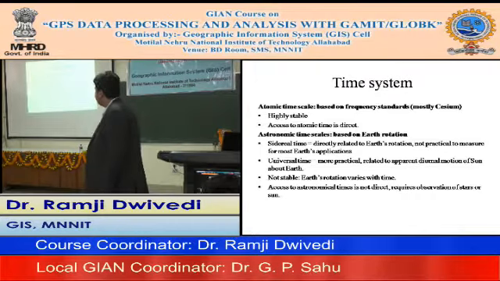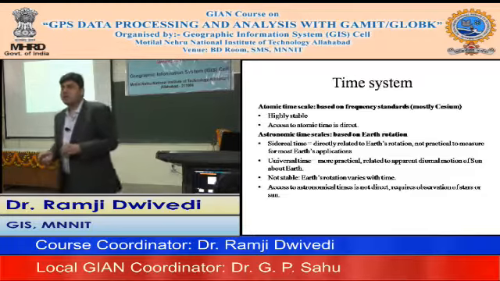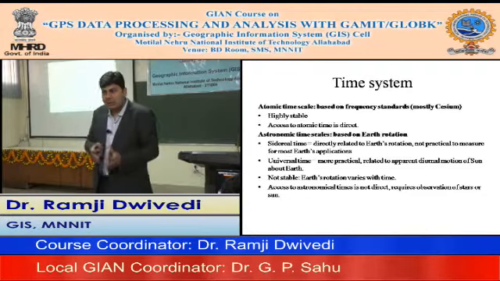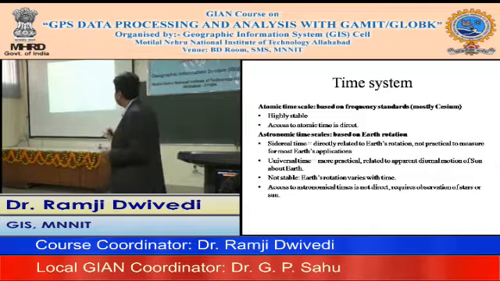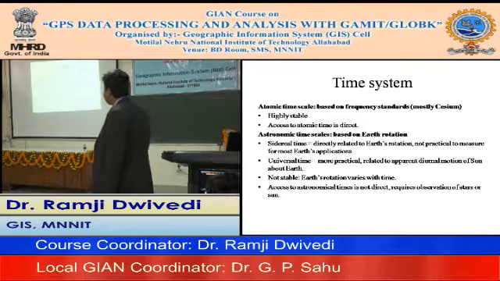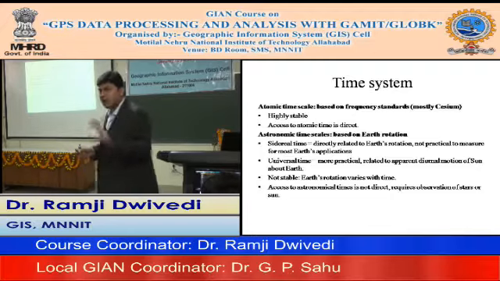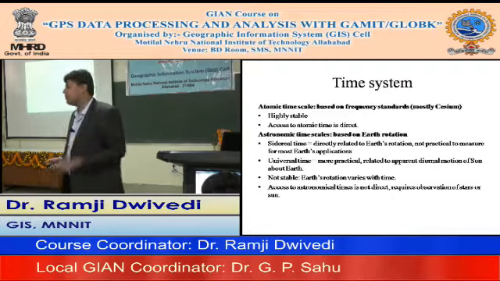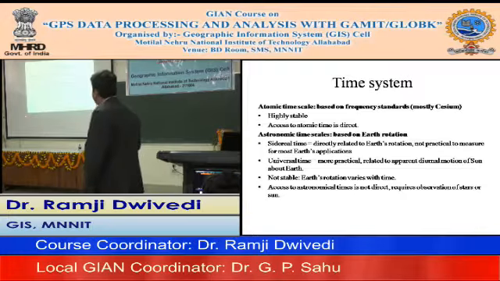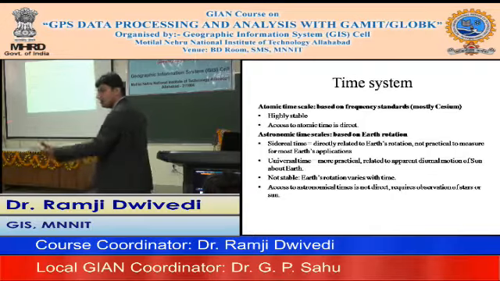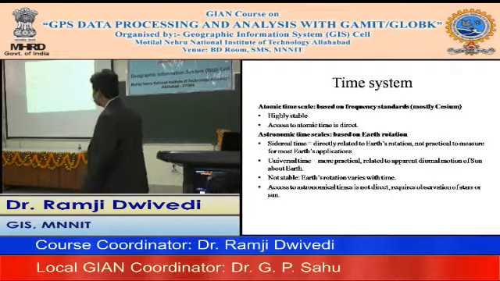And obviously we have our own time scales based on the Earth's rotation. Sidereal time and universal time are the two major time systems, one based on distant stars, the other on the sun. Sidereal time is directly related to the Earth's rotation, but it is not practical to measure. It measures the angle from the zero meridian to a particular star, which we call the vernal equinox. Universal time is more practical, as it is related to the apparent diurnal motion of the sun about the Earth.